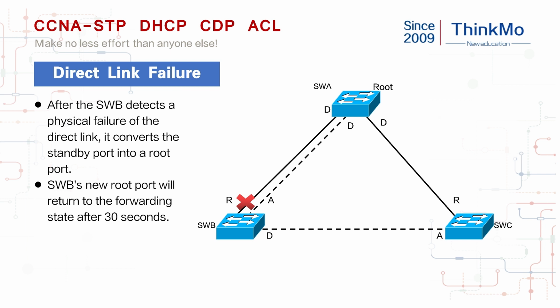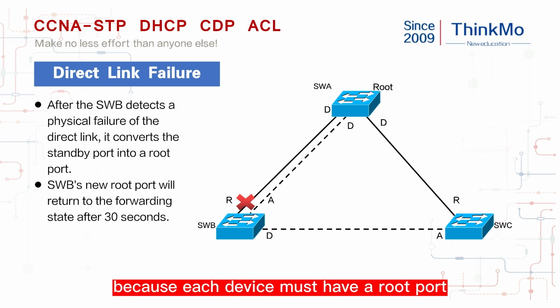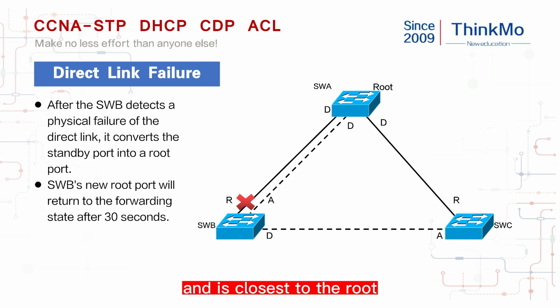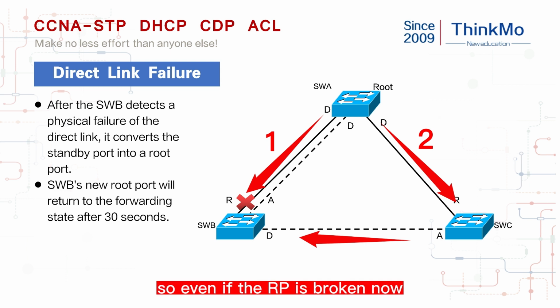root port. For this device, originally it was the root port. But if it goes down, another interface will become the root port, because each device must have a root port, the one closest to the root. It is 1. If it goes down, this is 2. So even if the RP is broken now, when we choose, we still choose it.